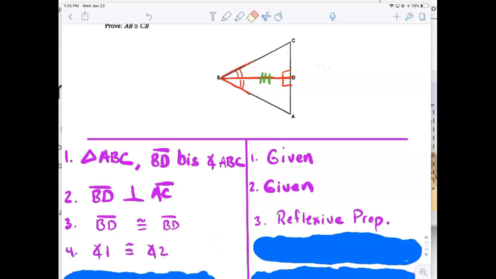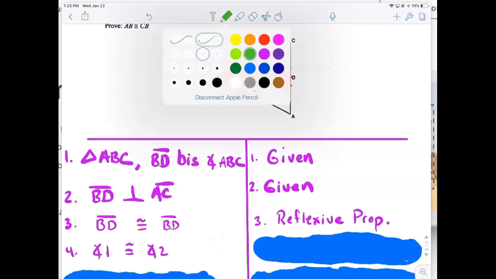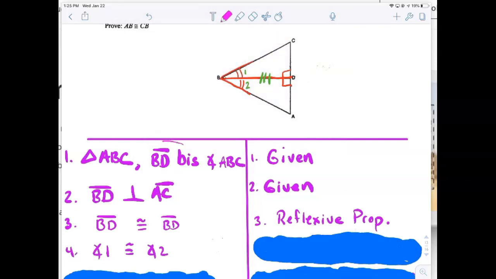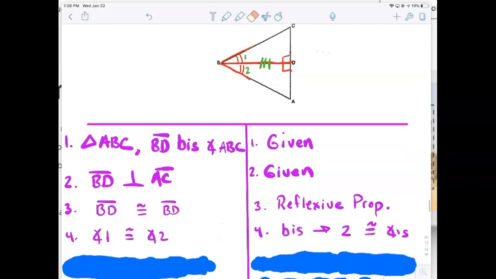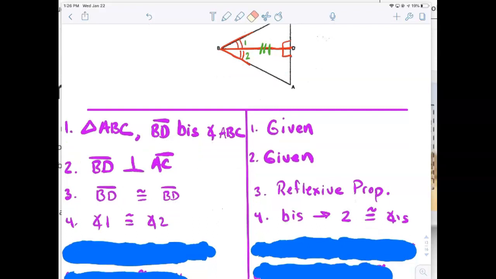Then angle 1, which I'm going to call this 1 and this 2, angle 1 is congruent to angle 2. And why is that true? That rhymed. Because if it was bisected, the ABC angle was bisected by BD, then those two angles are equal to each other. So we say that a bisector leads to two congruent angles, or implies two congruent angles.